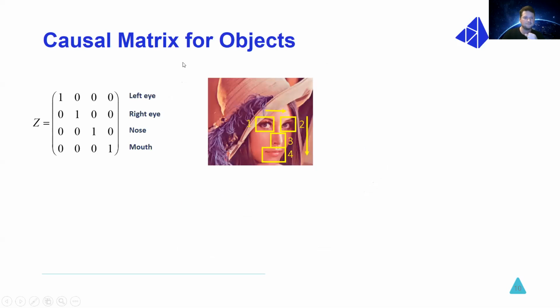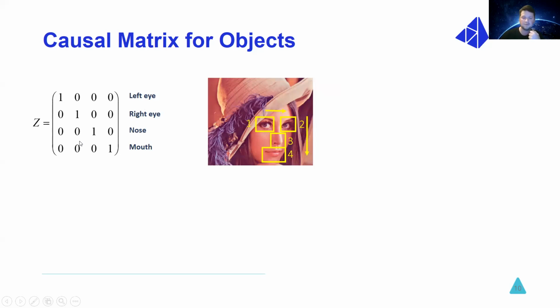Let's look at an example of how it works. Assume we have to recognize the face on a picture, and we do it by recognizing its parts. In this case, we recognize first the left eye, then the right eye, then the nose, then the mouth, and we have these time events in our causal matrix, and these corresponding rows for these features. And we end up with this diagonal matrix.